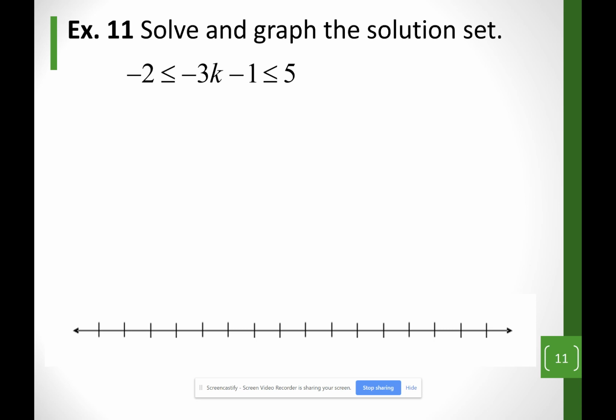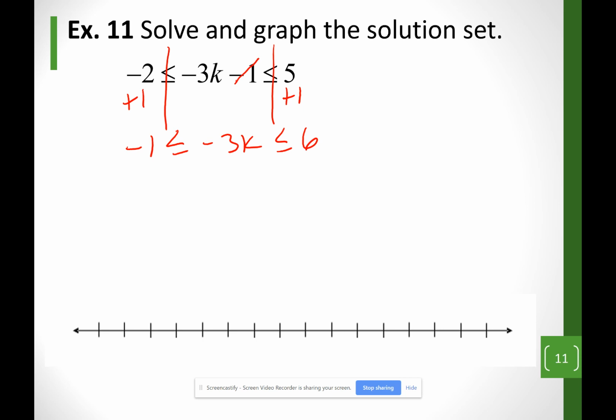Now, when we have two inequality signs, I want to separate them as if I had 3 sides. In the middle, I want the letter by itself. I have to get rid of the minus 1. I'm going to add 1 to each side. So I'm going to add 1 here, and I'm going to add a 1 here. So my negative 1 goes to positive 1 to the other sides. So I have my negative 1 is less than or equal to negative 3k, which is less than or equal to 6.